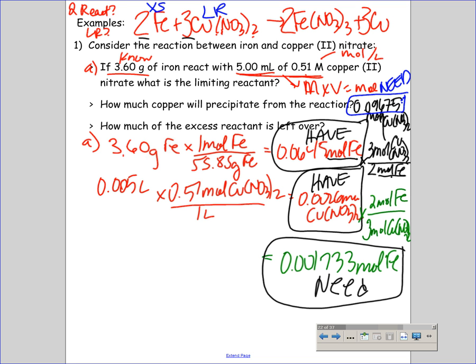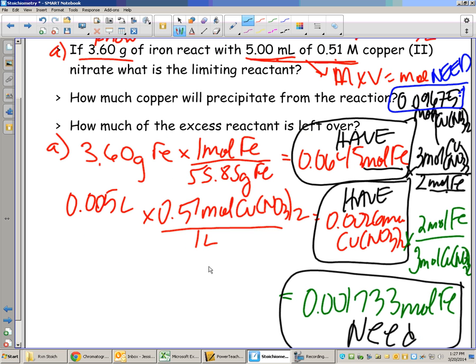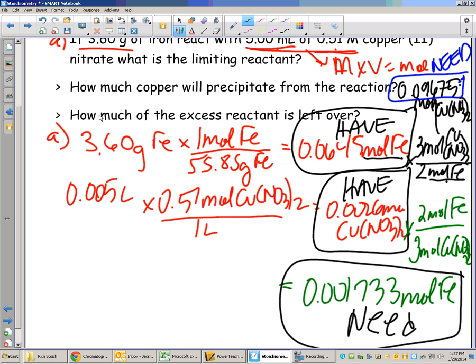So I just put 2 over 3 because I have a 2 to 3 ratio here. So that's why you have to do species. All right, next part. How much copper will precipitate out from the reaction? So question B is pretty much saying, how many grams of copper do I create? That's my question. My starting point now, I'll go ahead and put a star by this.